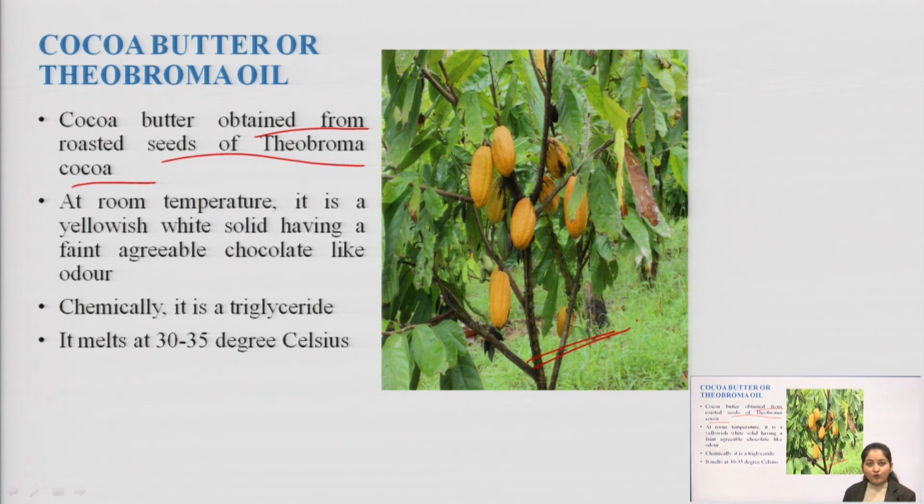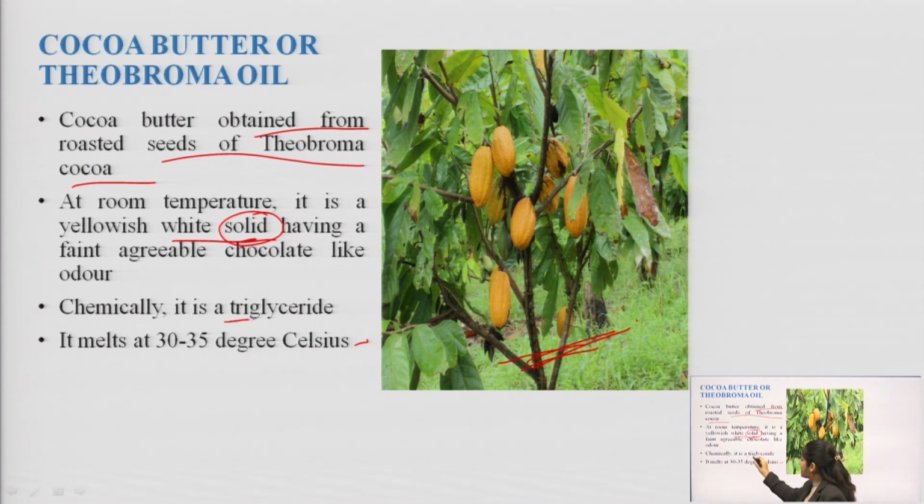Whenever these seeds are roasted by various processes, the butter that we obtain is known as cocoa butter. It is also known as Theobroma oil. At room temperature, this butter is yellowish in color, with a faint agreeable taste or odor like chocolate, because this plant is majorly grown for cocoa production. As a result, cocoa butter has a chocolate-like odor and taste, and it is yellowish white in color. It is very important that it is solid at room temperature.